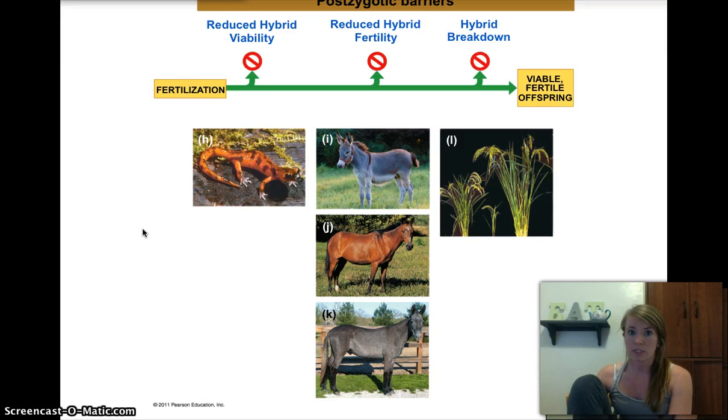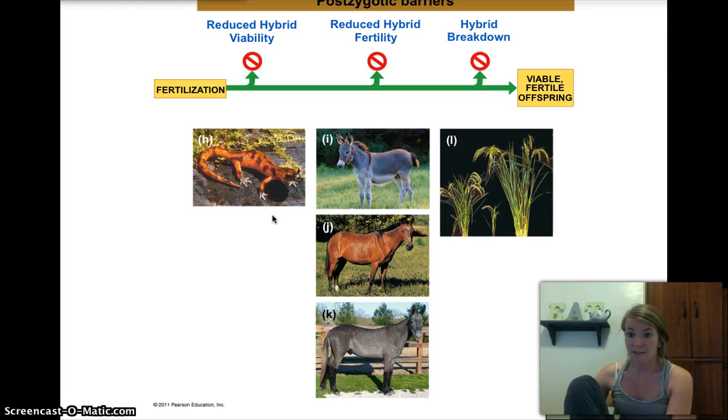The first one is reduced hybrid viability. So this means that they're going to make a hybrid. Remember, it's a cross between two different species, but the gene combinations are just going to make this guy not likely to survive. This is a salamander, and they never live to adulthood, okay, because they're made from two different species and their genes just don't support success reproductively.